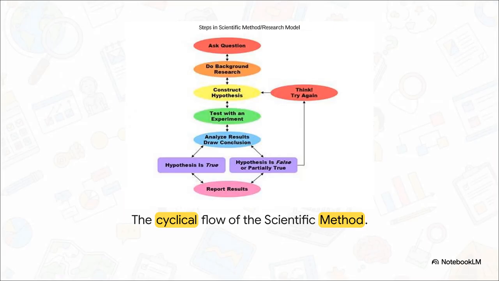But listen, this process is almost never a perfectly straight line. The scientific method is inherently cyclical. It's a loop. Take a look at that crucial step on the right. Think. Try again. When you run an experiment and analyze the results, you might find out your hypothesis is totally false, or maybe just partially true. And guess what? That is absolutely not a failure. Not at all. That just forces the researcher to go right back to the drawing board, construct a brand new hypothesis, and cycle through the whole process again. It is this continuous, beautiful loop of refining what we know about the world.